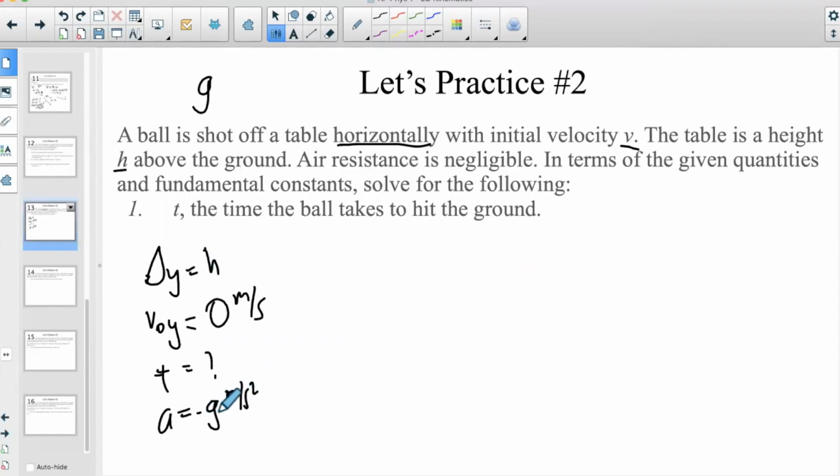Could be negative depending on how you're thinking about this, but since you're falling a distance h, we could either call them both negative or both positive. I prefer to call them both positive. I like to work in positives. Don't be pessimistic, work in positives. So let's figure out our equation here.